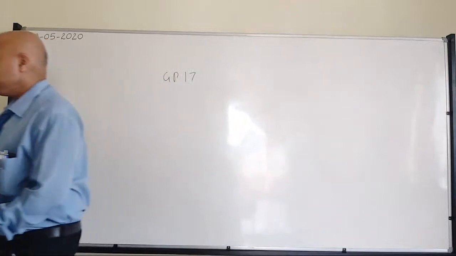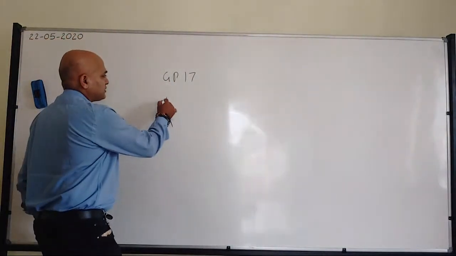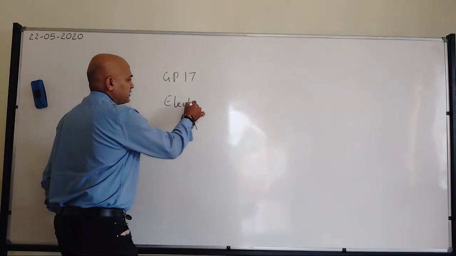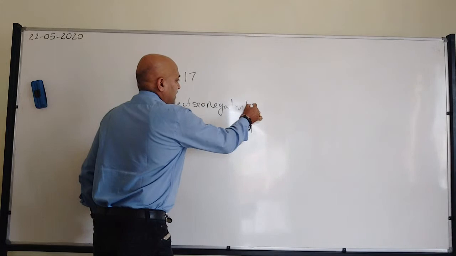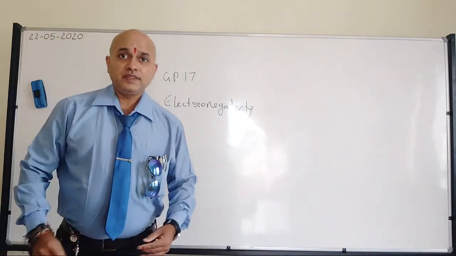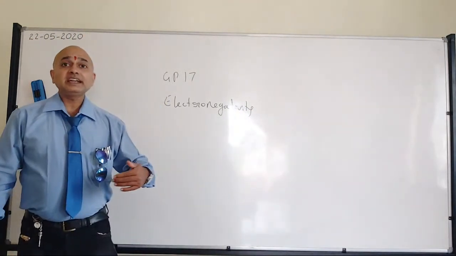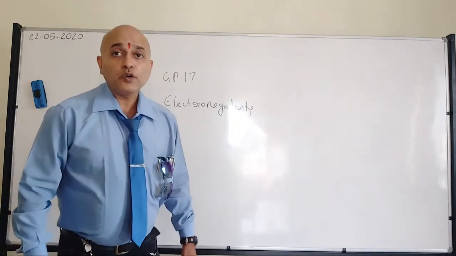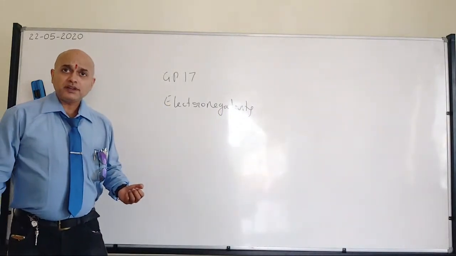Now when it comes to electronegativity, all of us know that electronegativity is nothing but pulling the electron towards itself in a covalent bond linkage. When two elements are linked with each other by a covalent bond, they will attract the electrons towards one particular element.